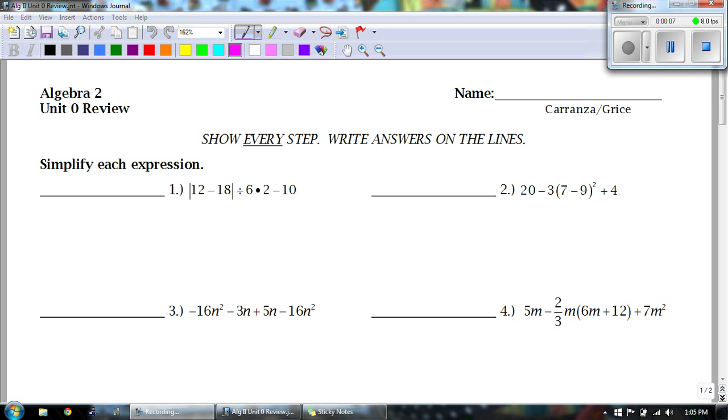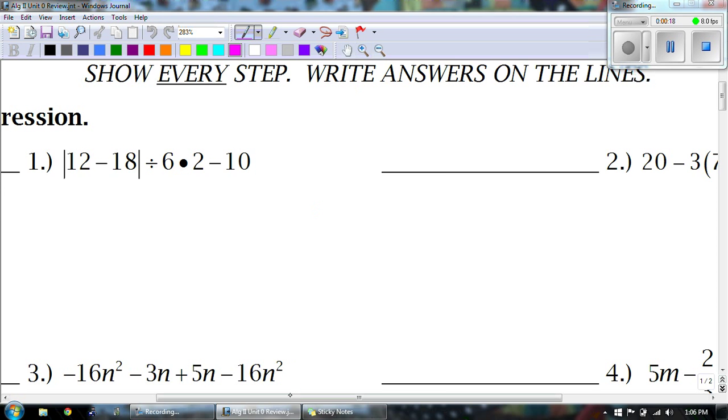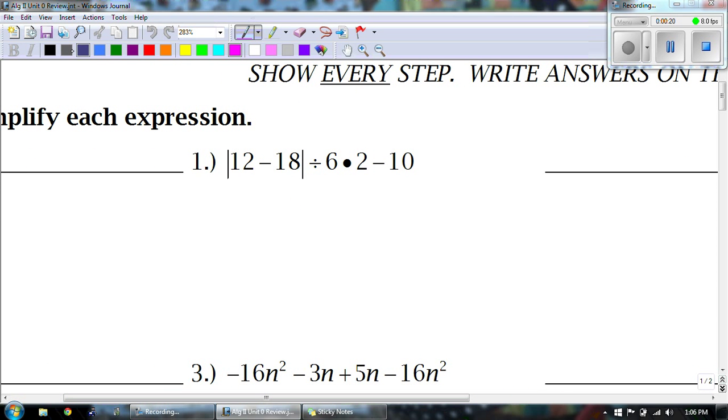Remember to show every step and to write your answers on the lines. So the first 6 questions are asking us to simplify each expression. Now when we are simplifying, they're asking us to follow the rules of PEMDAS. So remember parentheses or the grouping symbols, exponents and roots, multiplication, division, addition, and subtraction from left to right.